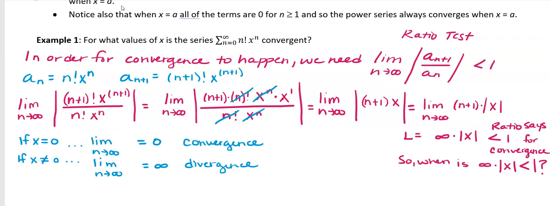So these are the big ideas for when this convergence is going to happen. So in other words, when is our limit going to be less than 1? So we've basically found that if x equals 0, we'll have convergence. But at any other number, we will have divergence.